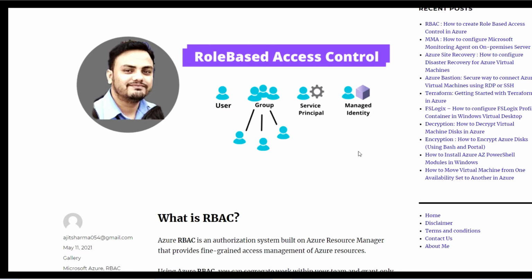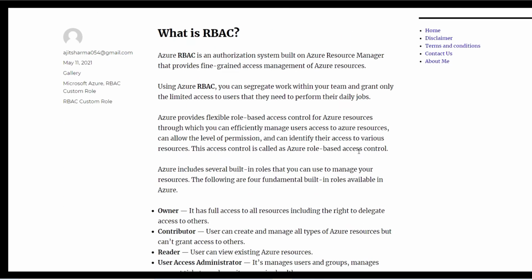Basically, whenever we are provisioning access to any user, like if we have newly deployed app services and we want to provide specific access to a user, in that case we will create an RBAC custom role and assign that role to that particular group or user, so that they will have limited access on that app service. For that, we generally use the RBAC custom role.